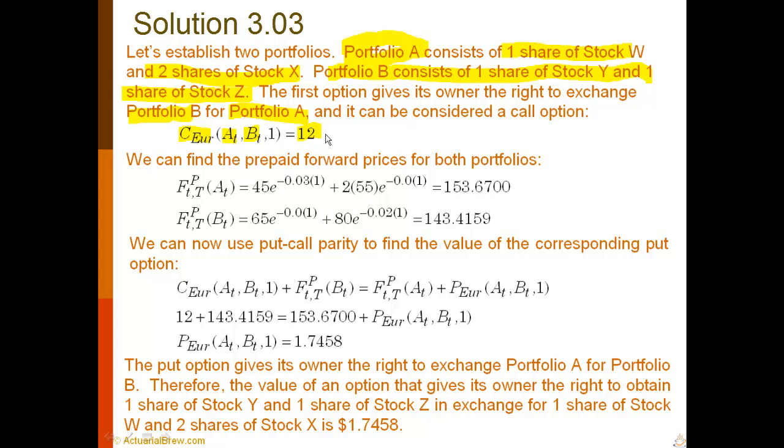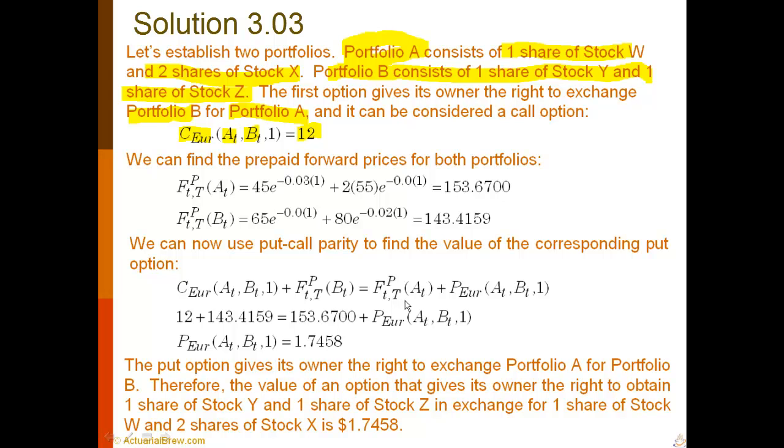Now we can use put-call parity to find the value of the corresponding put option. So down here I have put-call parity. Remember, we have the value of the call option plus the prepaid forward price of the strike asset is equal to the prepaid forward price of the underlying asset plus the value of the put option. And of course, both the call and the put option have the same underlying asset and the same strike asset. Our next step is to find these prepaid forward prices.